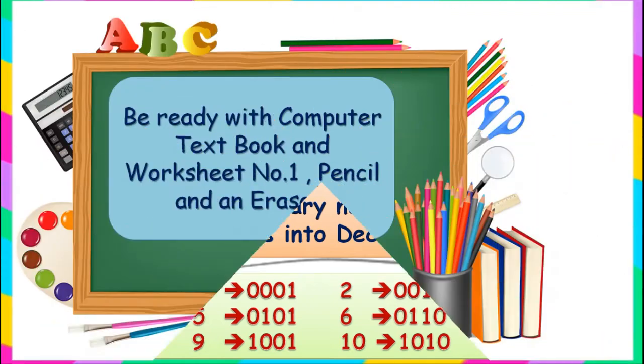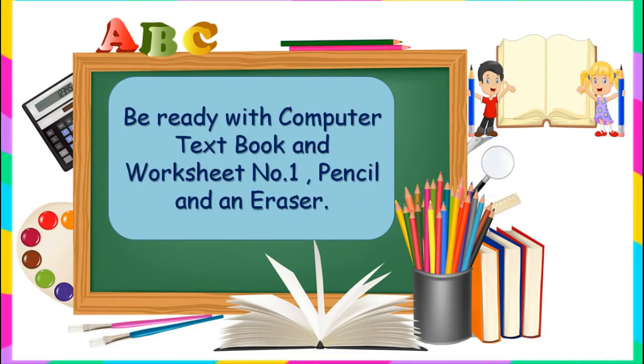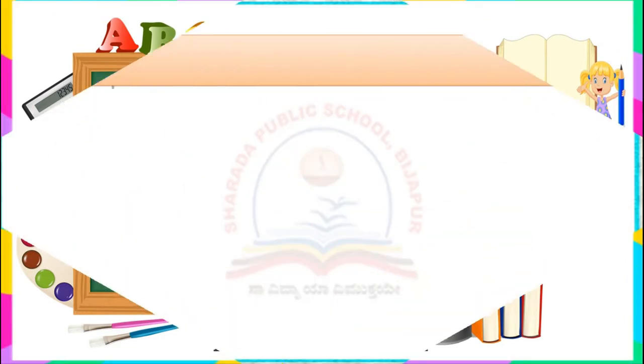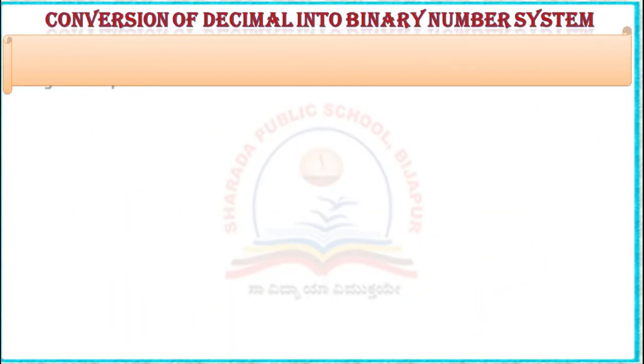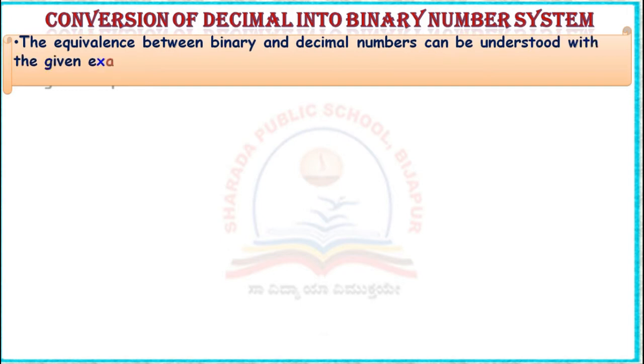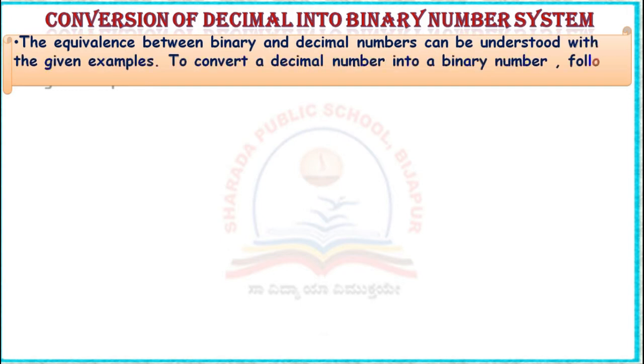Children, be ready with your computer textbook and curriculum worksheet number 1, pencil and an eraser. Let us move to the topic, conversion of decimal into binary number system. The equivalence between binary and decimal numbers can be understood with the given examples. To convert a decimal number into a binary number, follow the given steps.